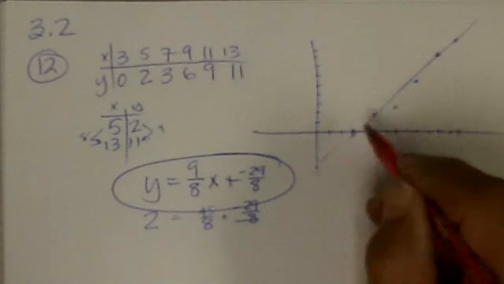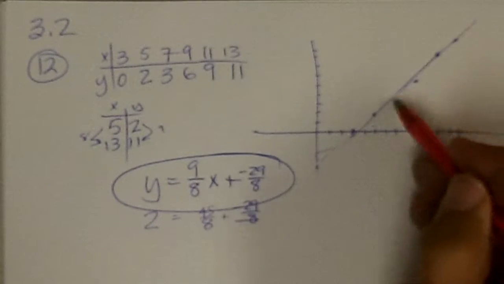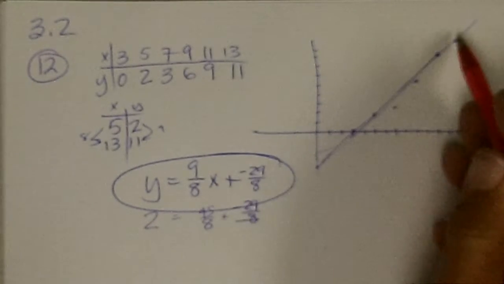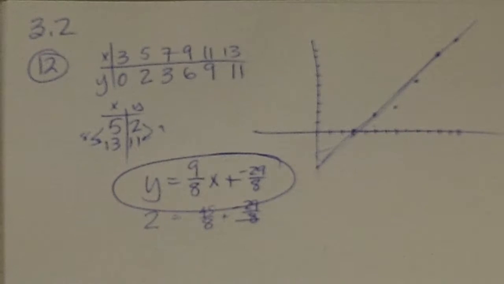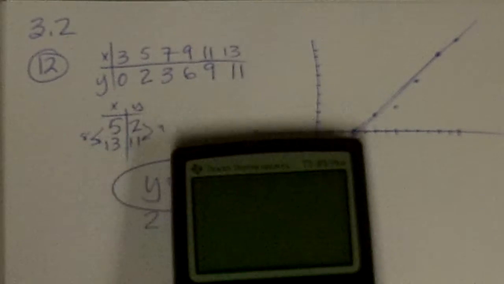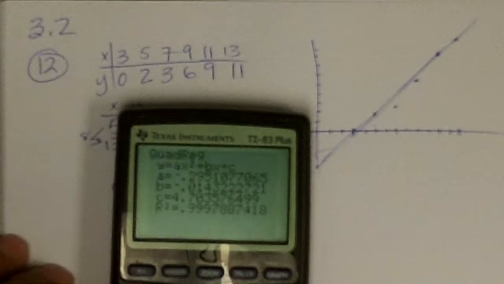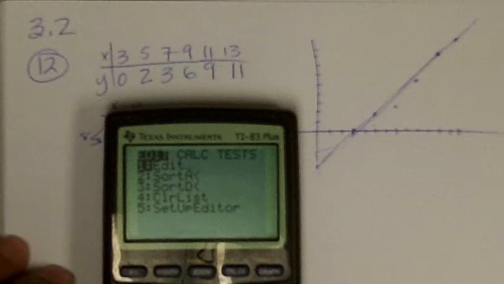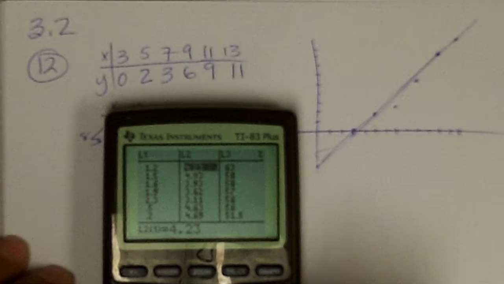So negative 29 eighths going up 9 eighths, and I've kind of sketched what I'm going to do because I hit the points already. Use a graphing calculator to find the line of best fit, and to do that, there's several of them, but first we got to go put the information in.